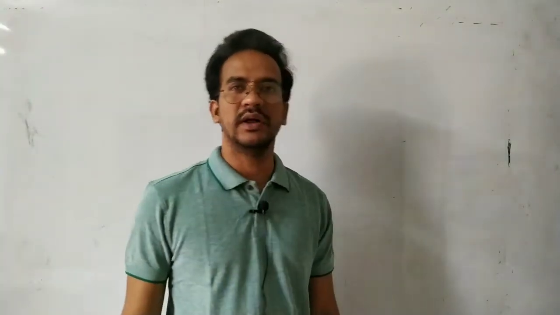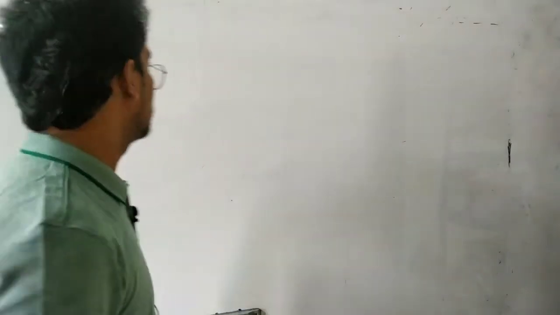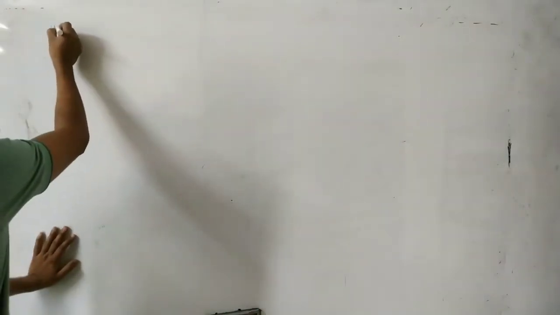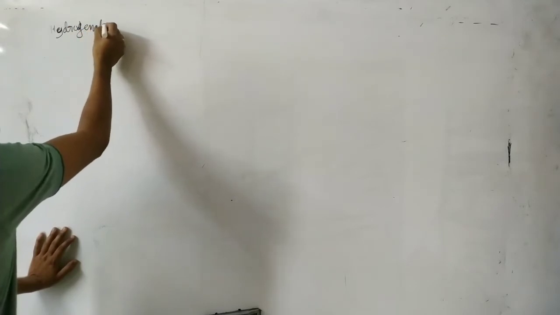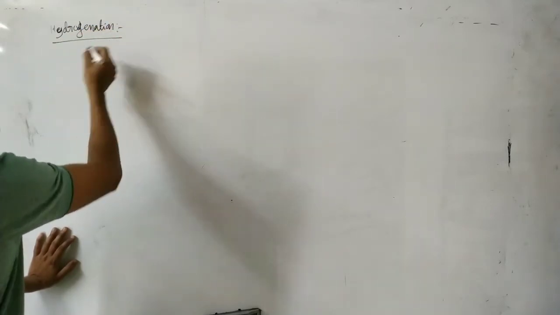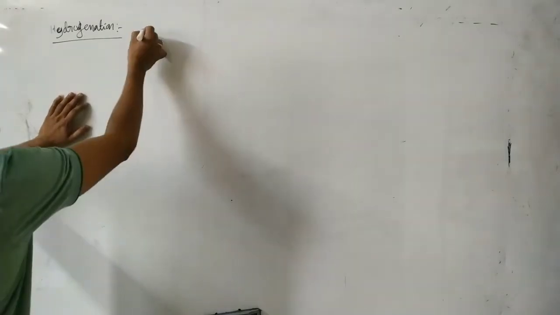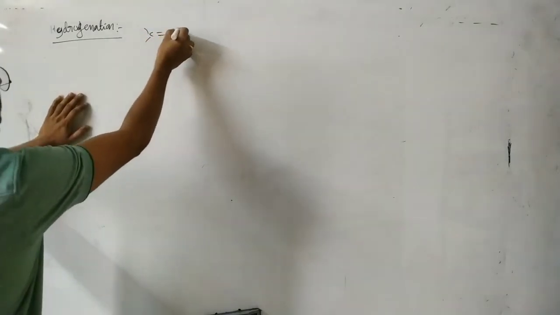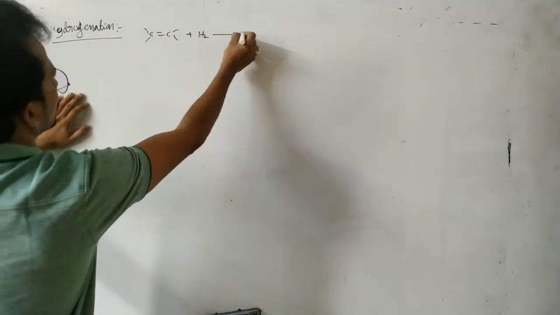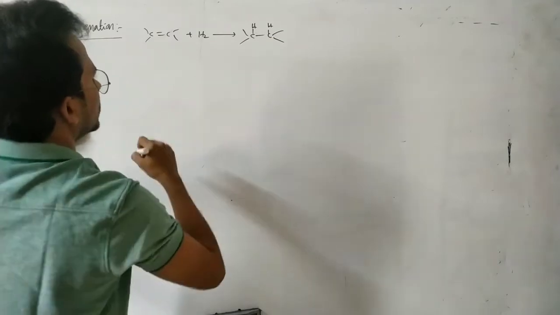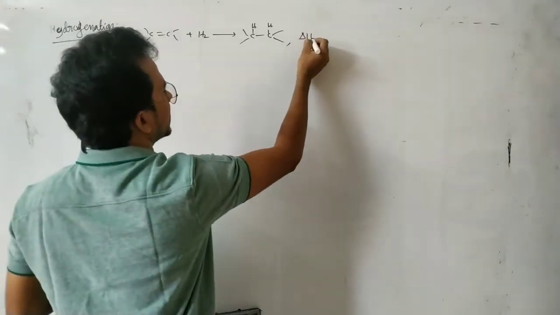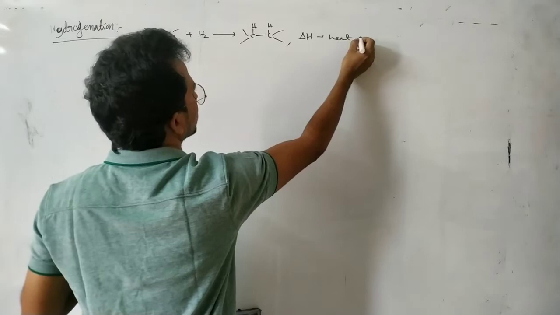So let us apply this hyperconjugation and stability of alkenes to hydrogenation. What is hydrogenation? Addition of hydrogen to alkenes is hydrogenation. In this case, the released energy, delta H, is the heat of hydrogenation.